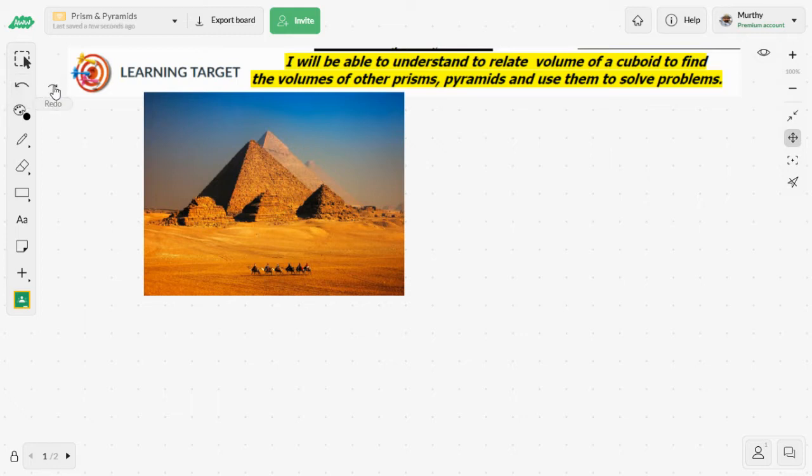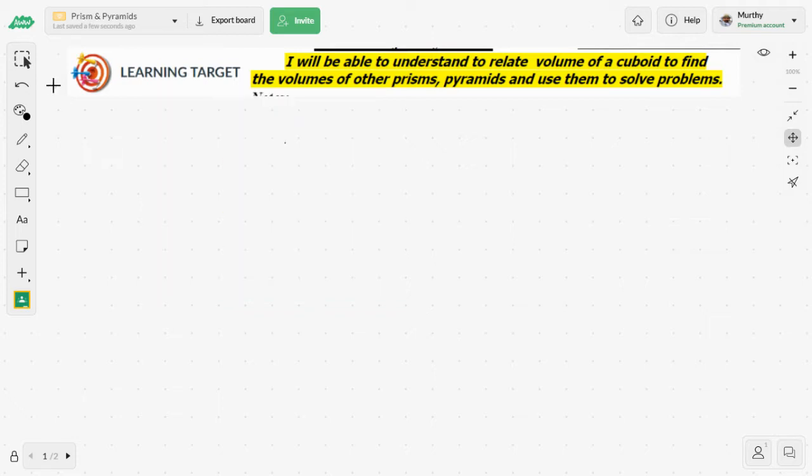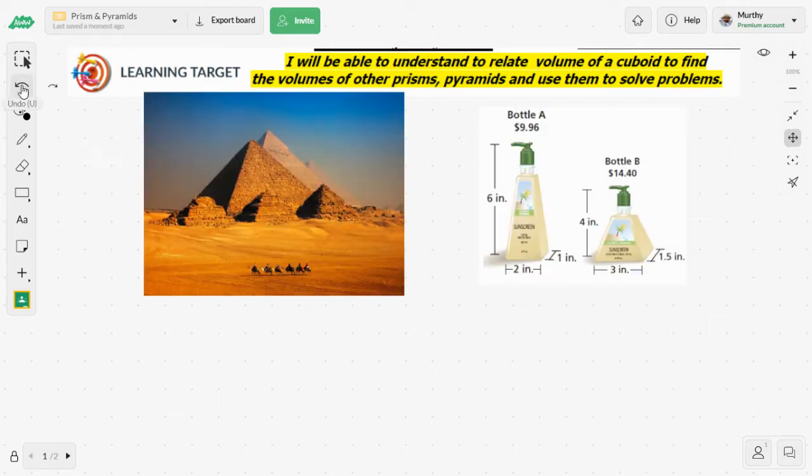And why should we learn to find the volume of prisms or pyramids? Just look at the shampoo bottles here or some liquids. Suppose I go to a store and I see one tall bottle and one short bottle. I see that the tall bottle is costing less. Please notice that the tall bottle is costing $9.96 and the short bottle is costing $14.40.